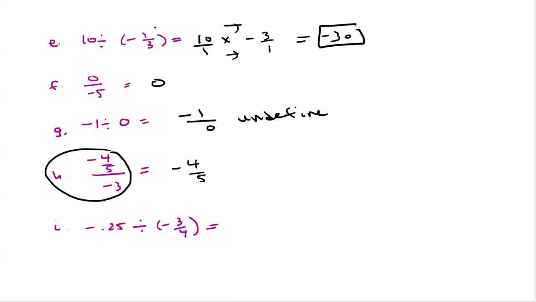So -4/5, again, if you want to rewrite it this way, that's absolutely fine, okay? -4/5 divided by -3. So that reminds us, hey, we keep the first number, we switch up and we flip the division to multiplication, and then this -3/1 becomes -1/3. All right, and then we multiply across. So that gives us a positive 4, okay, over 15.